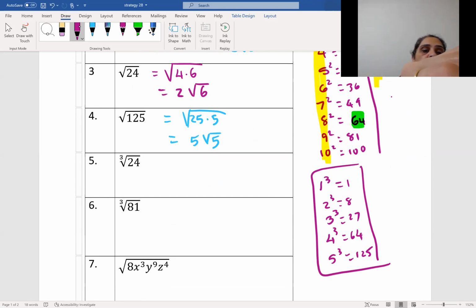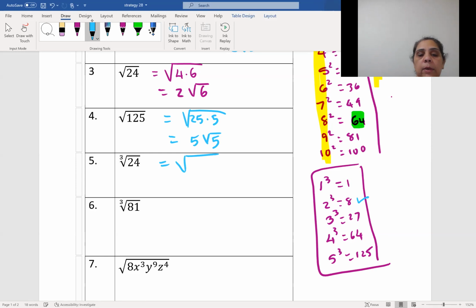So now we can see here we have 24. We don't have 24 here in between 8 and 27. It should be, but we don't. So 24 is not a perfect cube. So how will we find a factor of 24 which is a perfect cube? The same strategy you will use. You will check what perfect cube you can divide 24 by. So we have 8 here. We know 8 times 3 is 24.